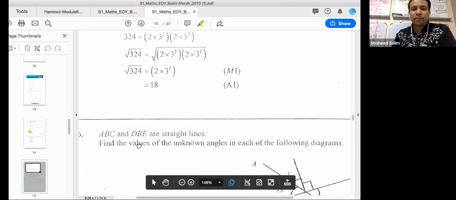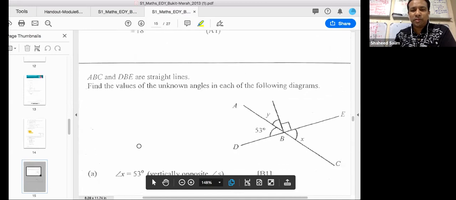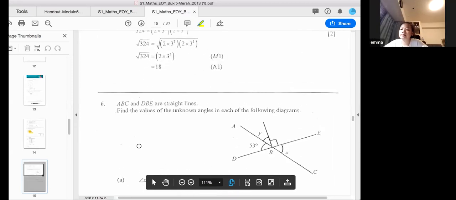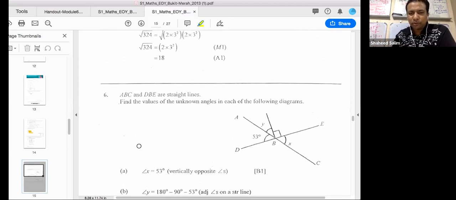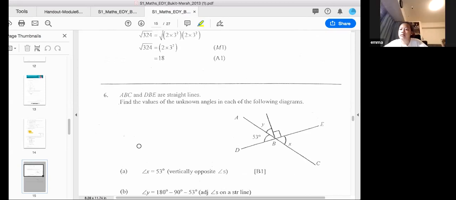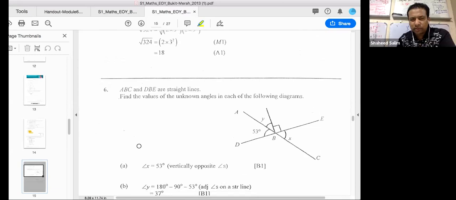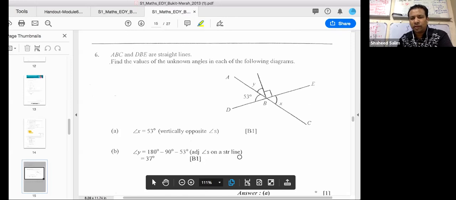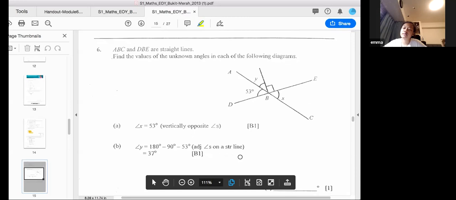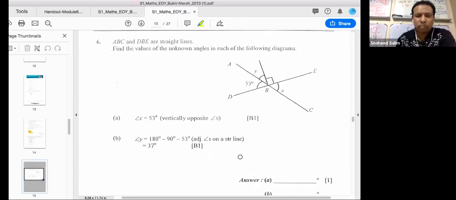Okay, what's the answer for question number 6? Do you know how to do this? No. Okay, what's the answer? A is 53. X is 53. Congratulations. You wrote vertically opposite angle? Yes. Well done. Next one, B is? 37. Good. So you have your reasoning down here, adjacent angle on a straight line. Well done. Congratulations. So you are having no problems with this.